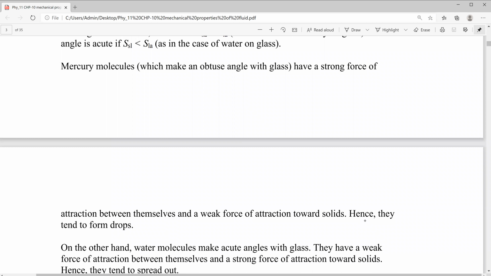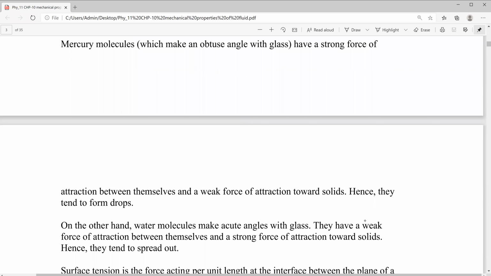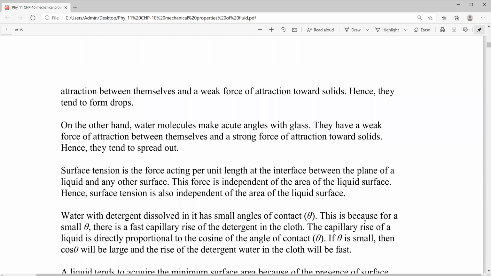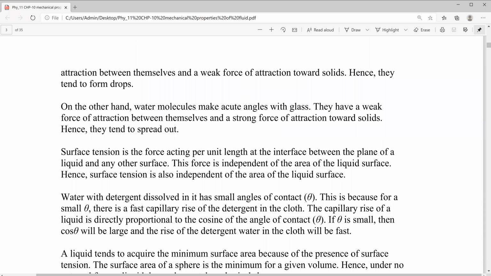Mercury molecules have a strong force of attraction between themselves and a weak force of attraction towards the solid. Hence they tend to form a drop. For the second question, water molecules make an acute angle with the glass. They have a weak force of attraction between themselves and a strong force of attraction towards the solid. Hence they tend to spread out.